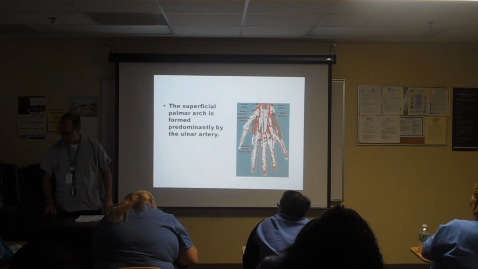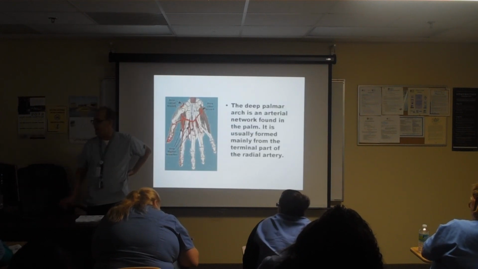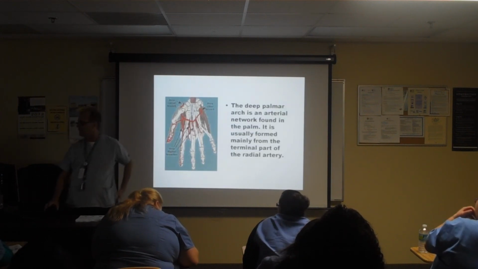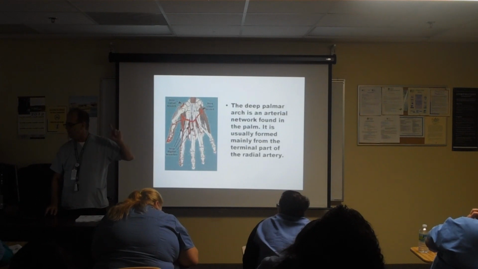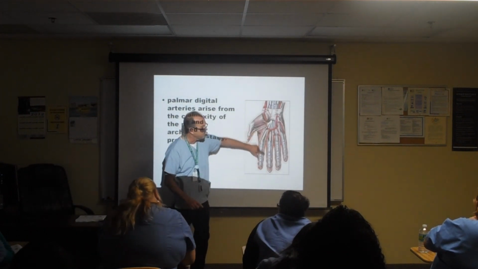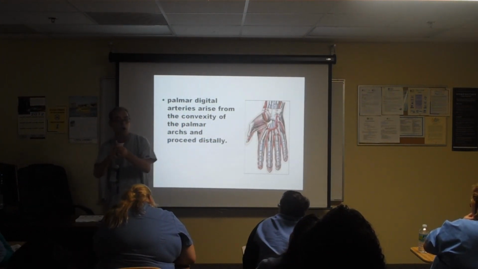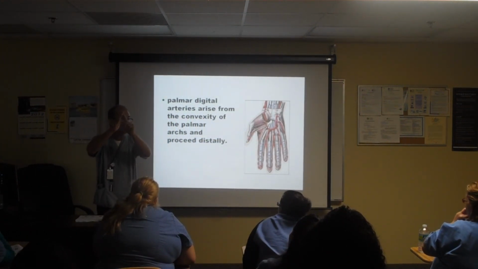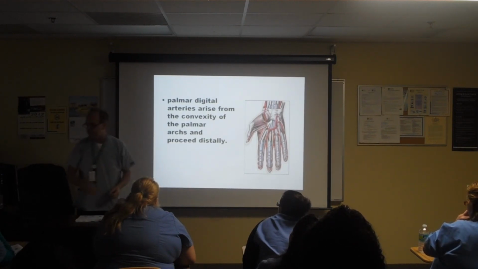It is very, very good. The deep palmar arterial network found in the palm is usually formed mainly from the terminal part of the radial artery. And these are the digital arteries that come in here. You know that there is a lot of blood here. When there are accidents in the arm, there is a lot of blood in the arm.